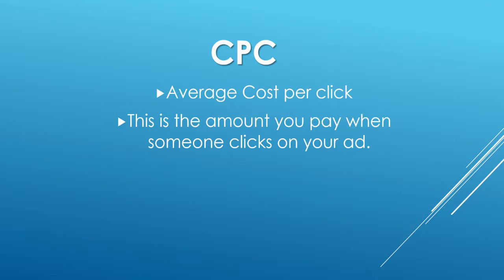So CPC stands for cost per click. It's the average cost you're going to pay when somebody clicks on your ad. So every time somebody clicks on it, you will pay a specific amount, and that is what we call your CPC, your cost per click.